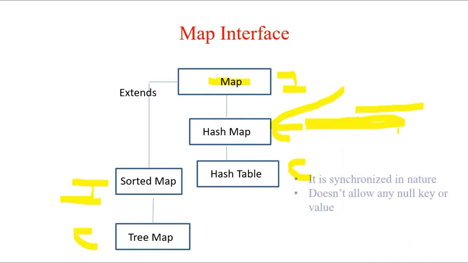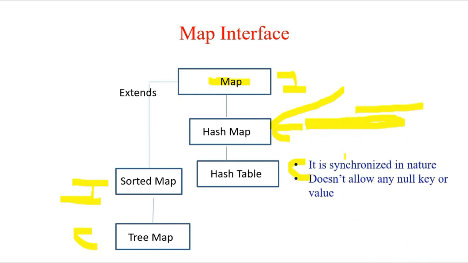Now, what about Hashtable? HashMap was not synchronized, but Hashtable is a synchronized collection in nature, and it does not allow any null key or null value. So this is a very important difference between HashMap and Hashtable. It will for sure be asked in an interview, like what is the difference? Then you have to tell that. The two main differences are that this is not synchronized, this is synchronized, and this does allow one null key and multiple null values, but that does not allow either null keys or null values.